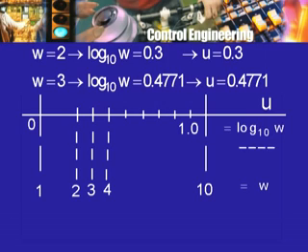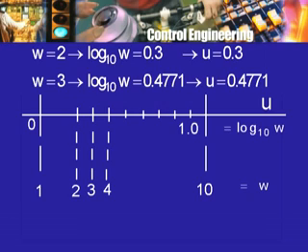Log to the base 10 of omega is approximately 0.3. I hope you have not forgotten the logarithms of some of these simple small integers. So, log to the base 10 of omega is 0.3, therefore, the corresponding value of omega will be 2. Now, u equal to 0 here, u equal to 1 here. So, where will the point u equal to 0.3 be? It will be somewhere here, about 1/3 the distance.